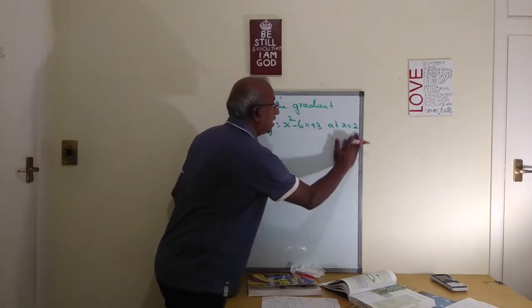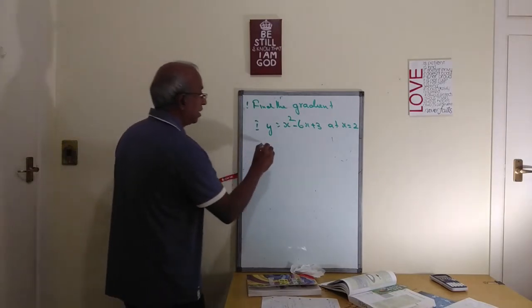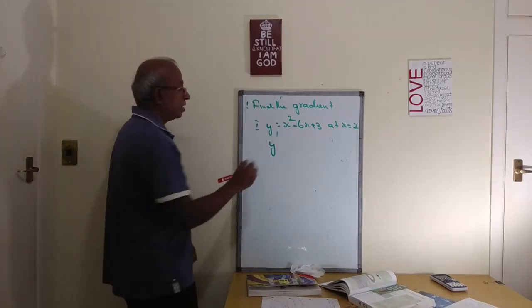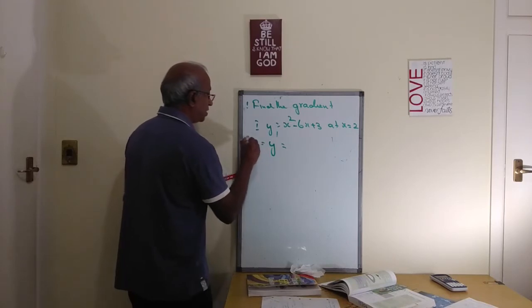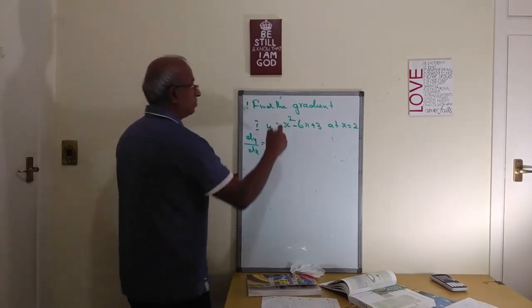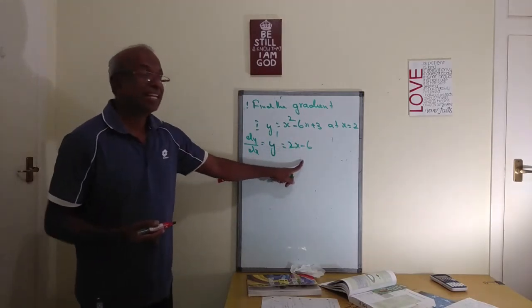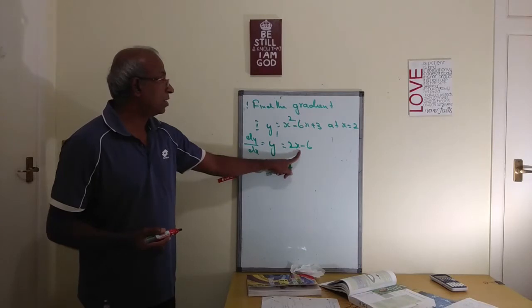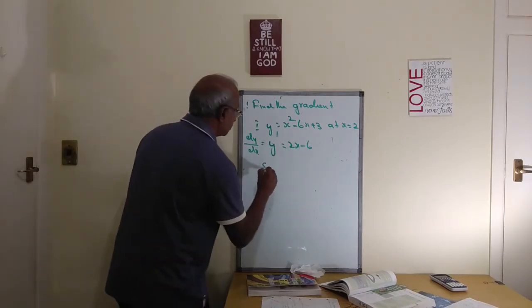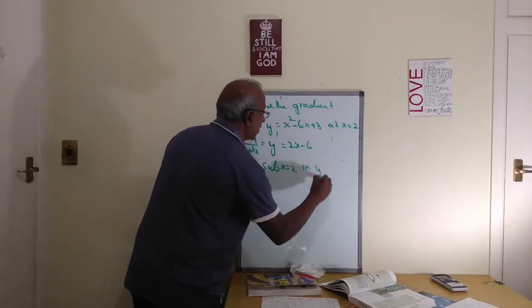How do we find the gradient? This is last year's achieved question. To find the gradient, differentiate it. When you differentiate it, please start practicing dy over dx. So dy by dx is, when you differentiate it, 2x minus 6. This one is a gradient function or a gradient equation. Now what we do, substitute x is equal to 2 in y dash.